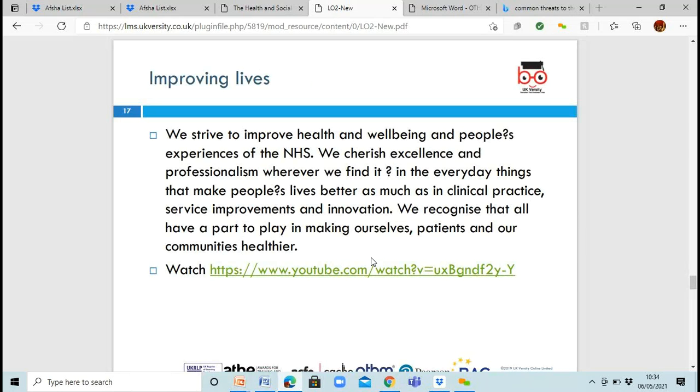Improving lives. So we strive to improve health and well-being, and also the experiences of the different people that come into healthcare. So we cherish excellence and professionalism in every single thing that is done in people's lives, and then it's put within the service that you do every single day. So you're always working to improve yourself, to give your service users a good experience.